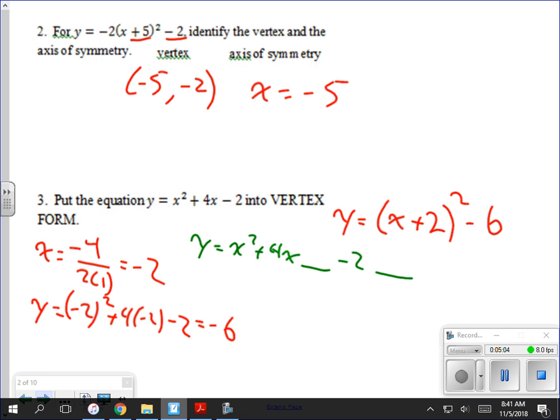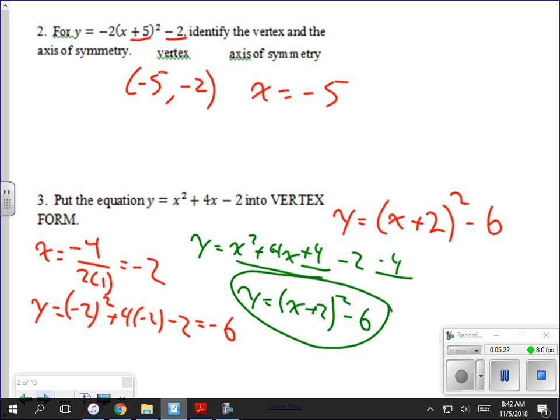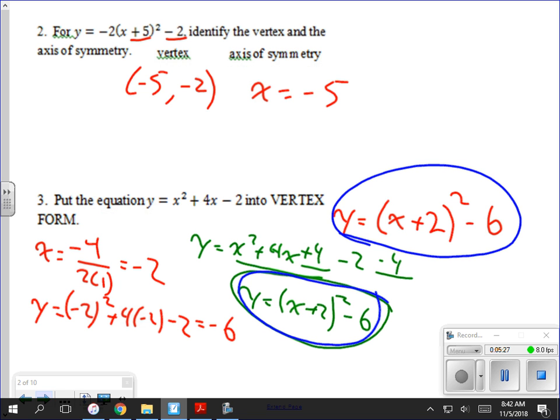Take half of b, squared, and I get 4. I add 4, I subtract 4. This is my perfect square. And then I have minus 2 and minus 4 gives me minus 6. And looky, looky, I get the same answer either way. And I don't care which one you use. If I don't specify, whatever floats your boat.